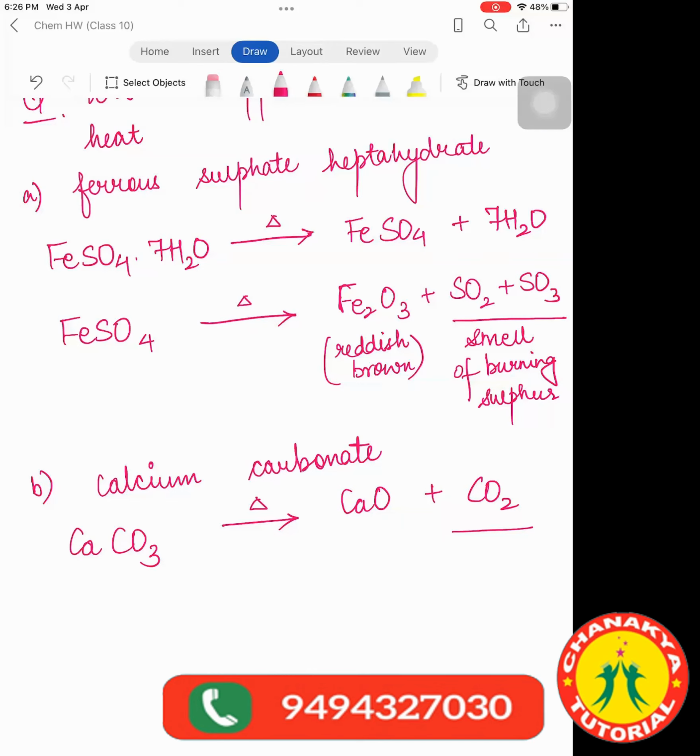Zoha. Good evening, ma'am. Good evening, Abhigya. Ma'am, it turns lime water milky. That's correct. You all forgot what was taught earlier. Carbon dioxide turns lime water milky.